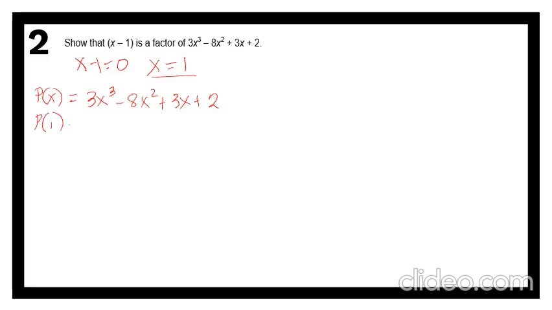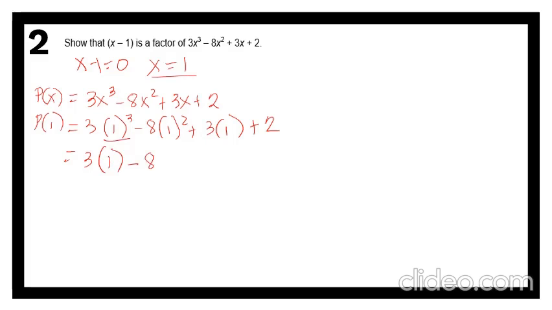So that is p of 1 equals 3 times 1 cubed minus 8 times 1 squared plus 3 times 1 plus 2. Then 3 times 1 cubed, 1 times 1 times 1, 1 pa rin yun. Minus 8 times 1 squared, 1 times 1, 1 pa rin yun. Plus 3 times 1 is 3, plus 2.